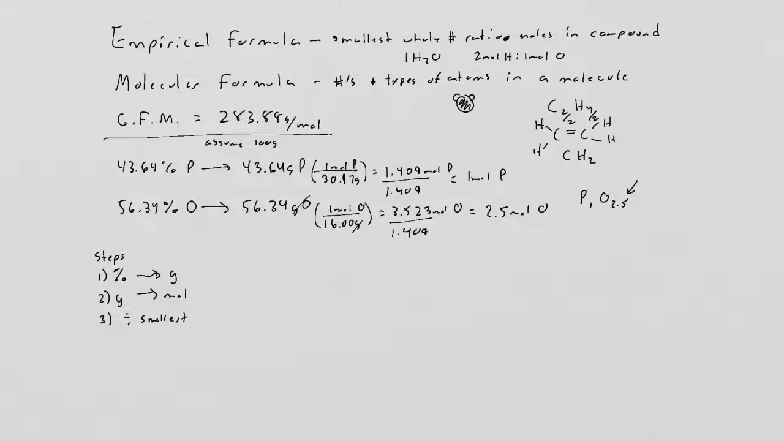not rounding yet. So then the fourth step sometimes is we're going to have to multiply by some number. And we're going to multiply by some number that's going to turn into a nice whole number ratio. And so what we can do, we can multiply both of these guys by 2. And if we do that, that's our last step. We'll get an empirical formula of P2O5, because 2 times 2.5 is exactly 5. And you're usually going to multiply by 2 or 3 or 5 or something like that.